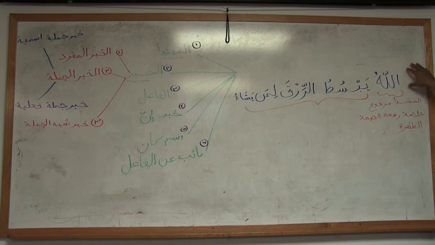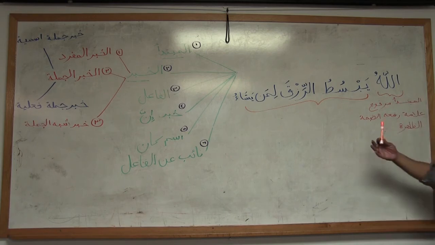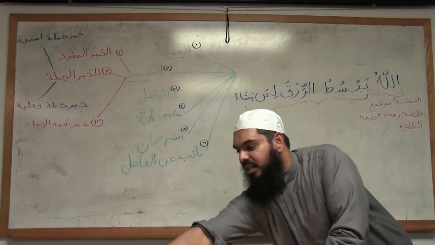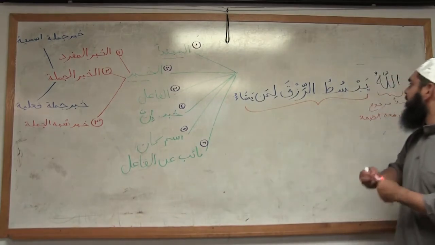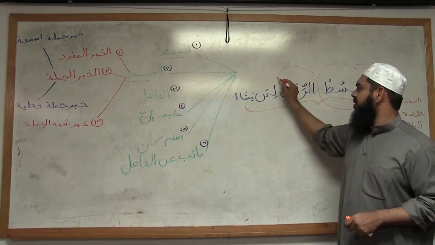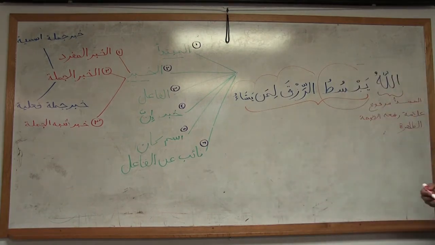So we agreed also that the lafdhul jalala is your mubtada. But we also know in jumla ismiya, you have to have what, Yusuf? Khabar. Jumla ismiya has to have a khabar. So we don't have a khabar. Where is your khabar? Is it just this? Is it this? Is it this? No. You tell me.